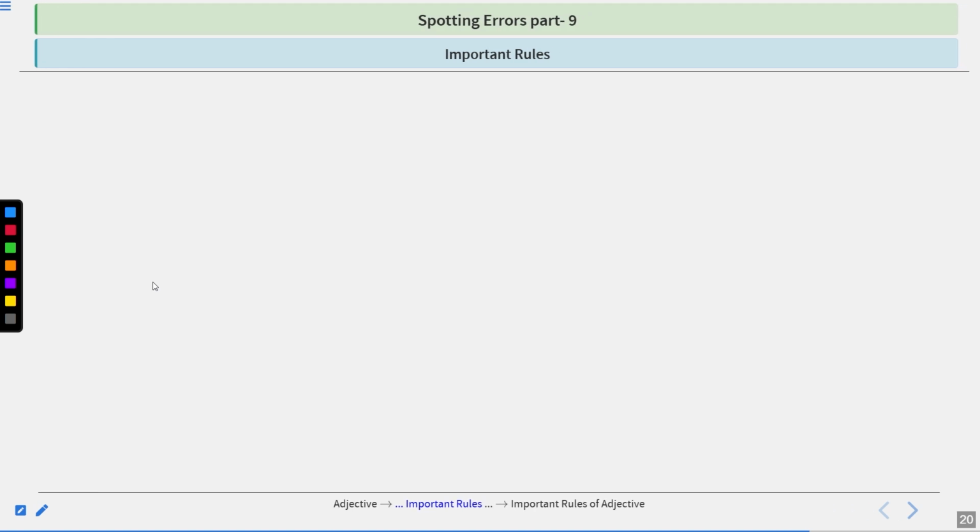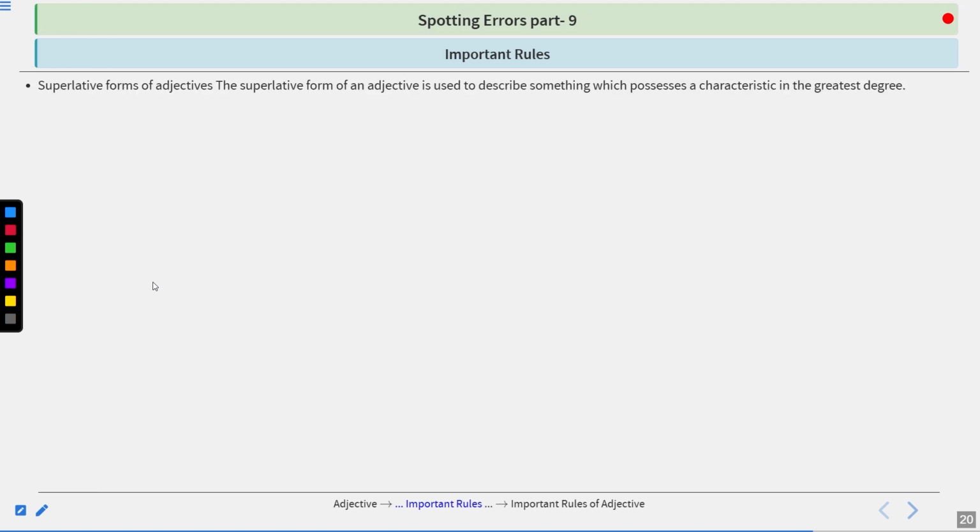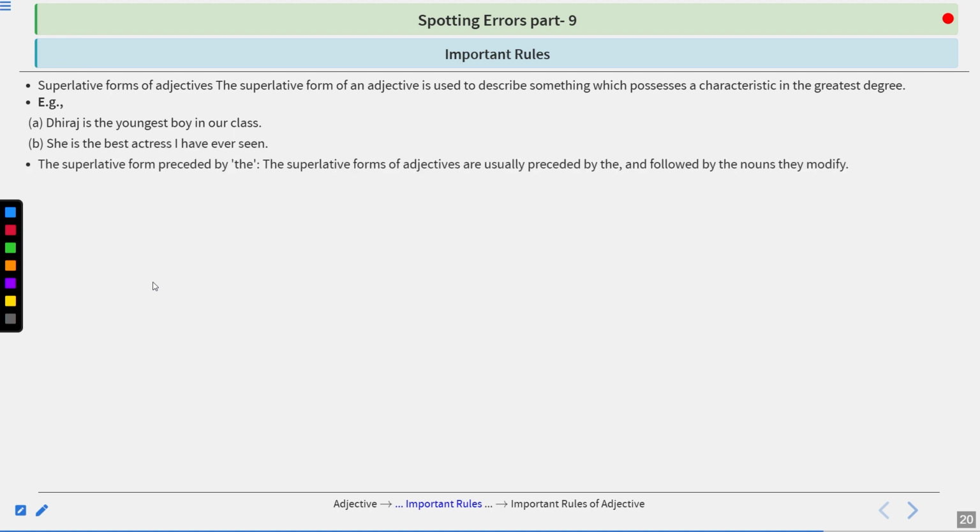Important rules. Superlative forms of adjectives. The superlative form of an adjective is used to describe something which possesses a characteristic in the greatest degree. "Dheeraj is the youngest boy in our class." So Dheeraj is the youngest in our class, and no other boy is as young as Dheeraj in the class. "She is the best actress I've ever seen." The superlative forms of adjectives are usually preceded by the and followed by the nouns they modify. I hope you understood.